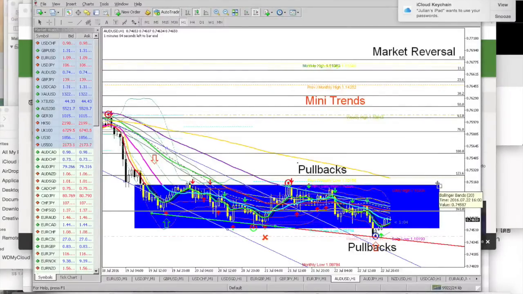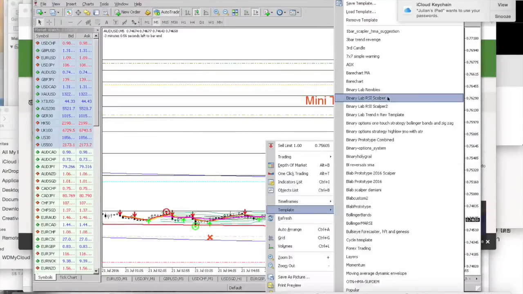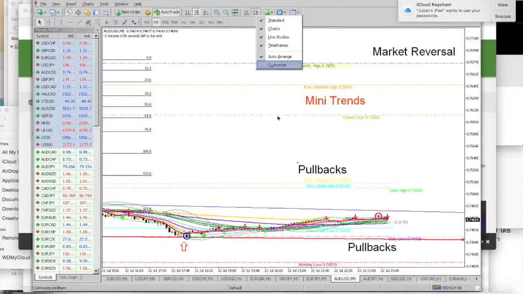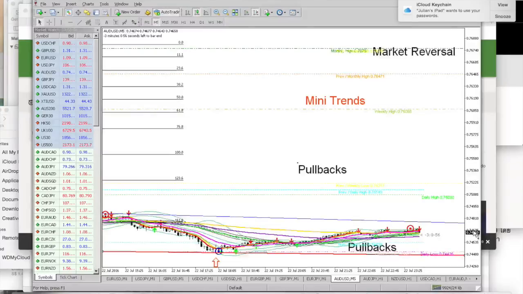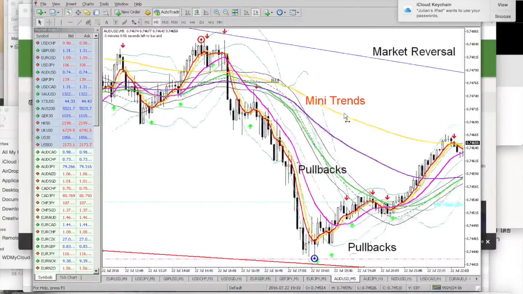But in binary, I could have gone in a couple of times. In fact, in the Binary Lab during the webinars, we had many situations like this, and every single time we're going in. Not necessarily H1, maybe M5. So I'm gonna just switch this to M5 and show you the thing. There we go. So this is M5, same principles apply.